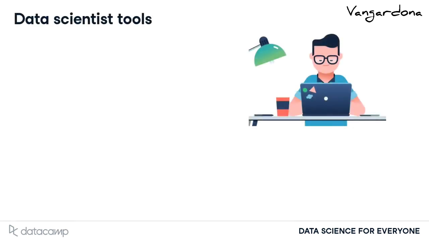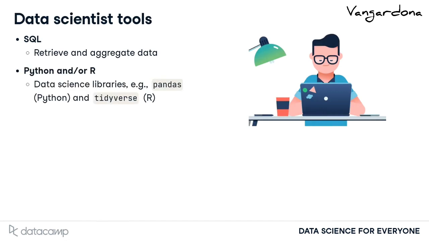Similar to analysts, data scientists have strong skills in SQL. Data scientists must be proficient in at least Python or R. Within these languages, they use popular data science libraries such as Pandas or Tidyverse. These libraries contain reusable code for common data science tasks.